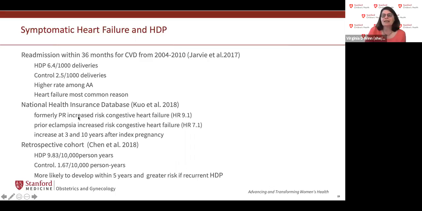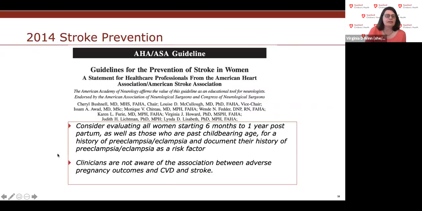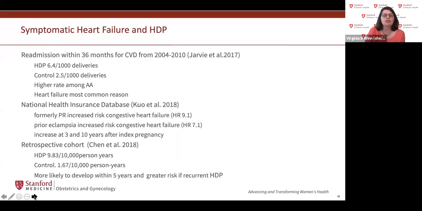So those that had preeclampsia have an increased risk of congestive heart failure with a hazard ratio of 9.1, and eclampsia had a hazard ratio of 7.1. And these increased particularly at 3 and 10 years after the index pregnancy. In a retrospective study, they saw similar types of results.